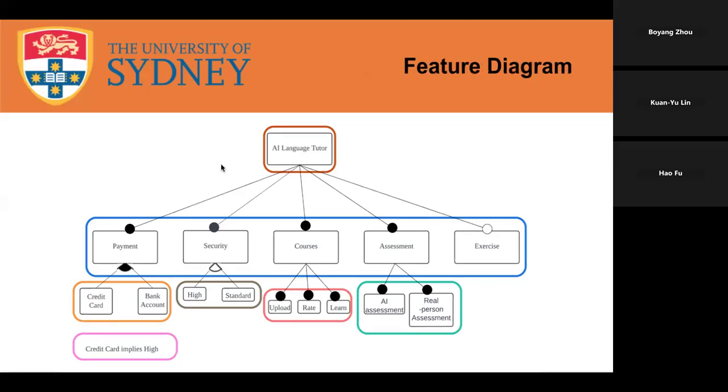Payment-related modules support two payment methods, credit card and bank account. The system security module provides advanced and standard security levels, depending on the choice of payment method. The course module includes the following sub-functions: upload, rate, and learn. The assessment module includes two assessment methods: AI assessment and real-person assessment. Next page.